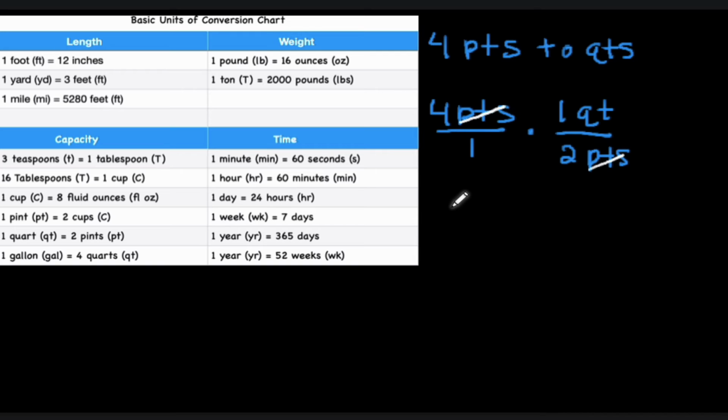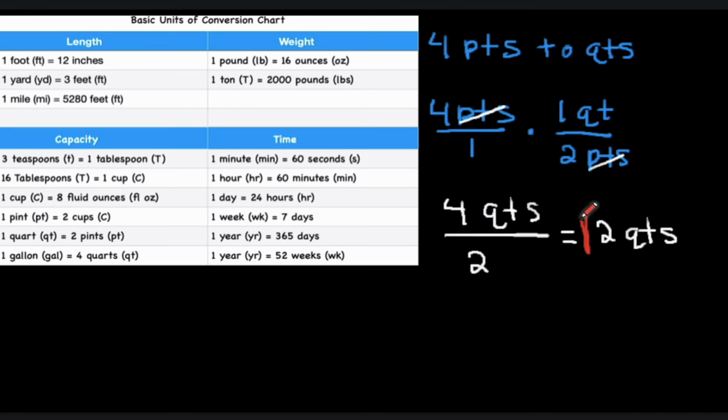Multiplying across the numerators, we have 4 quarts over, multiplying across the denominators, 1 times 2 is 2. So 4 quarts divided by 2 is equal to 2 quarts. So there are 2 quarts in 4 pints. Okay, so let's go over a few more examples.